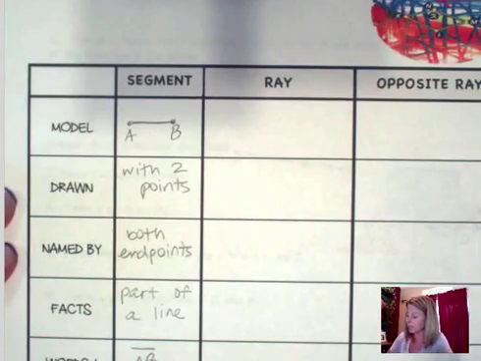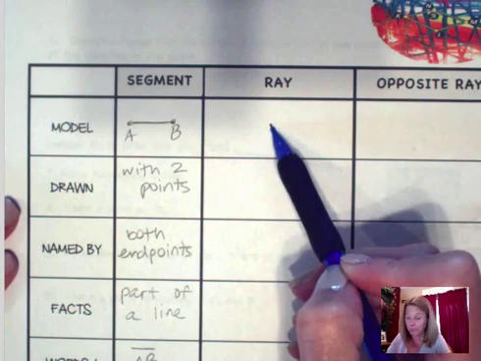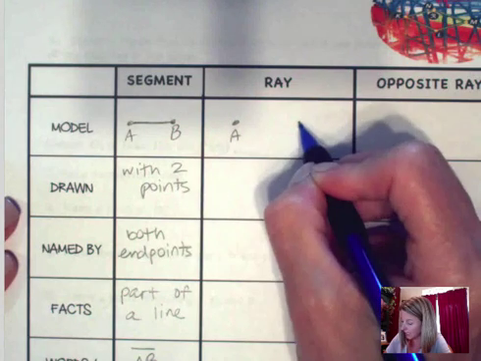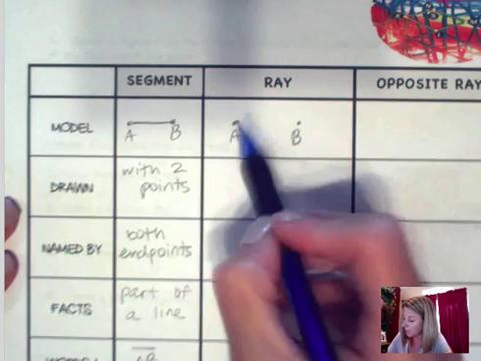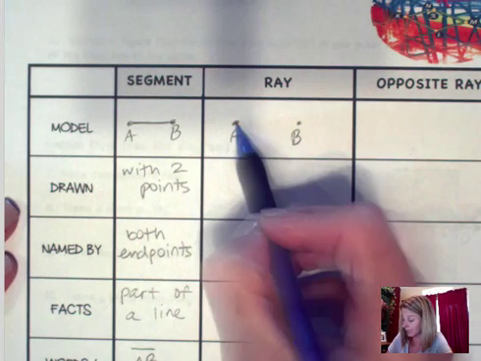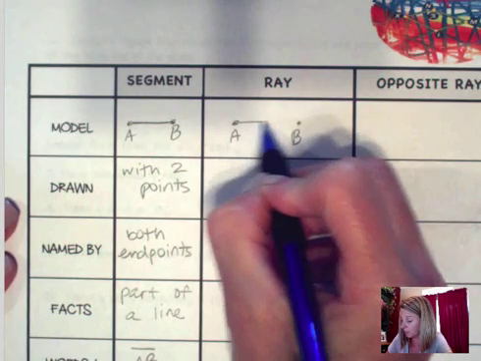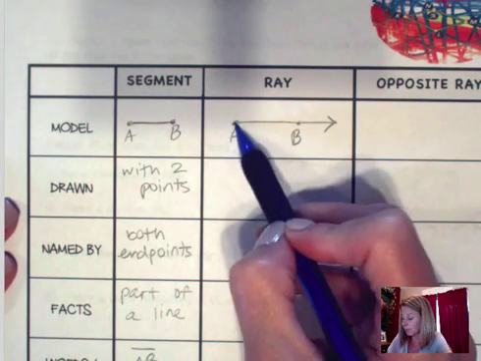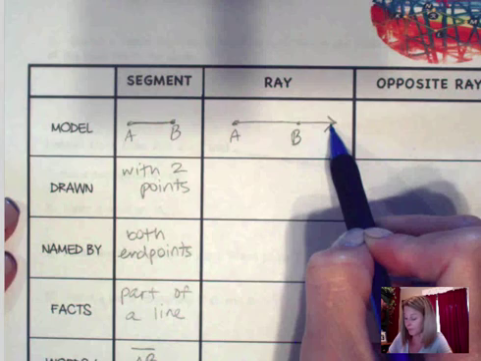A ray is a combination between a segment and a line. So I'm going to start with 2 points again, points A and B, and I'm going to start by drawing a partial line. From A, I'm going to go through B and then put an arrowhead on it. So a ray has one endpoint and goes on the other way forever.